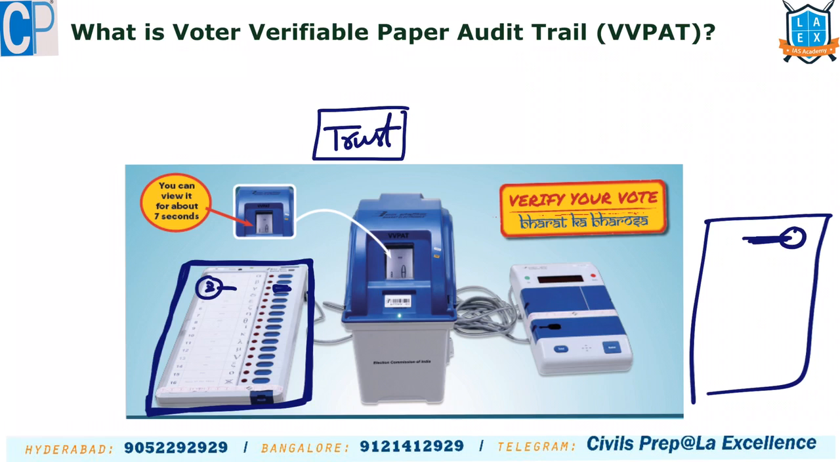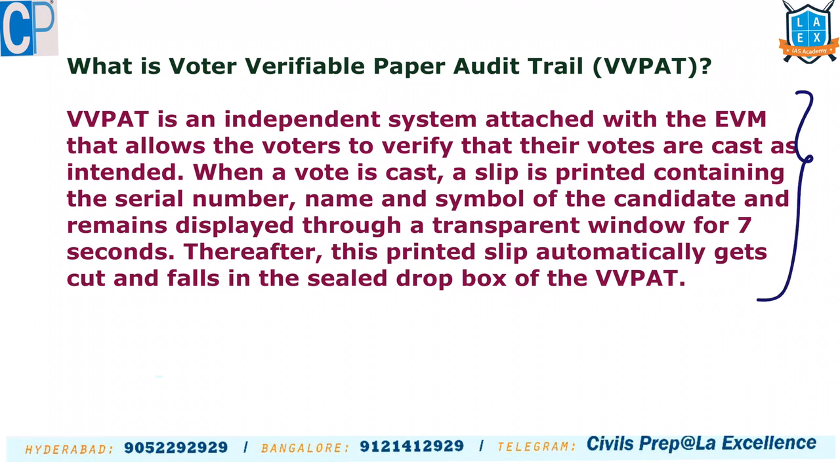So, to increase trust among the people, this new device known as VVPAT, Voter Verifiable Paper Audit Trail, was introduced in 2013 in a few constituencies. Later, we now use it for all the direct elections. Here, when we press a particular button to vote for a candidate, the candidate's serial number, name and symbol get printed on a paper, visible through a transparent window for a few seconds. Then the slip gets cut and deposited in this box. When a vote is cast, a slip is printed containing the serial number, name and symbol of the candidate.